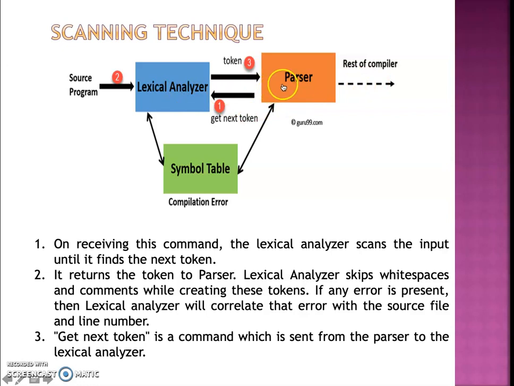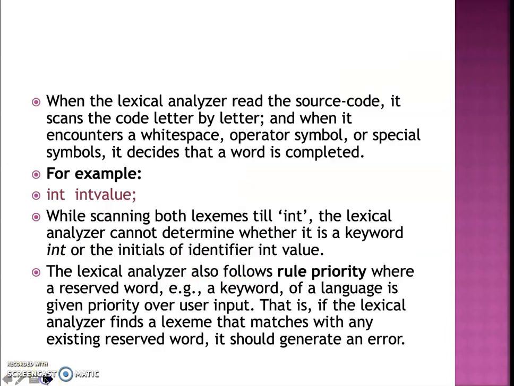The lexical analyzer and the parser are dependent on a symbol table, which we will learn in the next lecture. On receiving this command, the lexical analyzer scans the input until it finds the next token. It continues for the whole program. When the lexical analyzer reads the source code, it scans the code letter by letter, and when it encounters a white space, operator symbol or special symbol, it decides that a word is completed. A token is understood by a white space. For example, in int value, there is a white space here. So it understood that int is a token and this is another token.